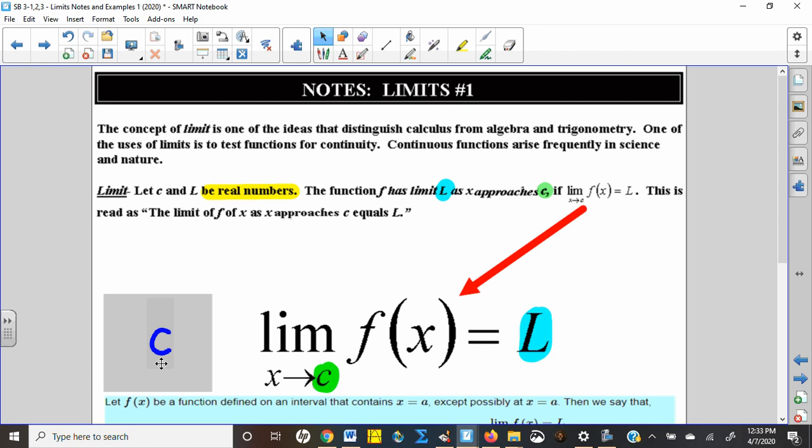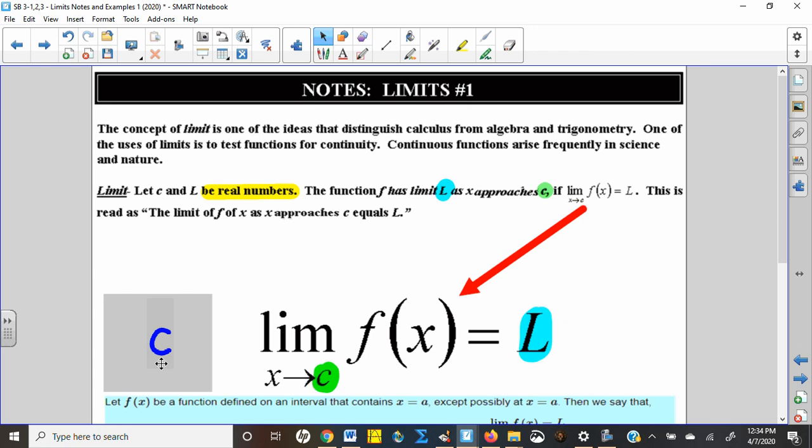let's dig in. The concept of the limit, as we just talked about, is the big idea that really distinguishes calculus from algebra. And remember way back in the beginning of the semester, we had a real hard time defining continuity. We're going to be able to use limits to help us with that too. The definition of a limit here is letting C and L be real numbers. So we're not going to deal with any imaginary complex numbers in this. C and L are real numbers.